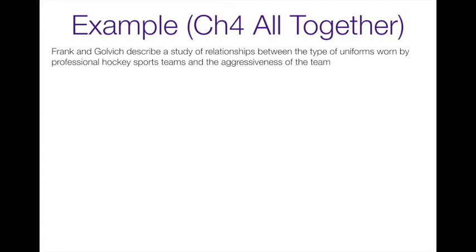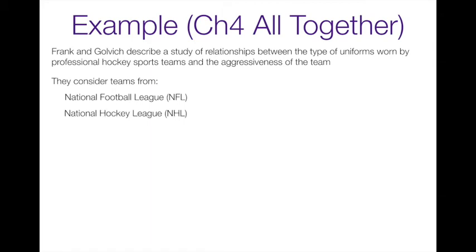So now we'll go ahead and do an example, kind of putting chapter 4 all together, or at least sections 1 through 3 all together. And this example is about the relationship between the types of uniforms worn by professional hockey sports teams and the aggressiveness of the team. So in the study, they actually considered teams from the National Football League, so the NFL, and from the NHL. But for us, we're just going to focus on the NHL part of this.